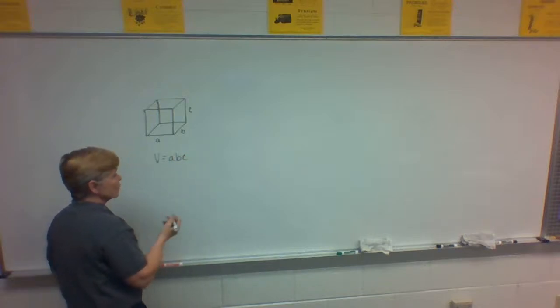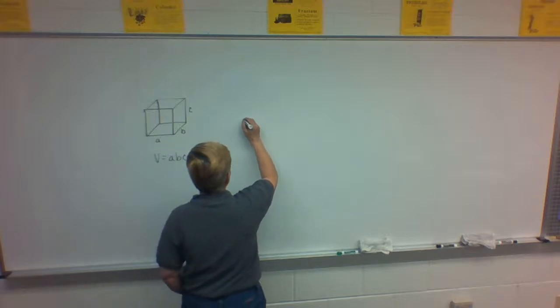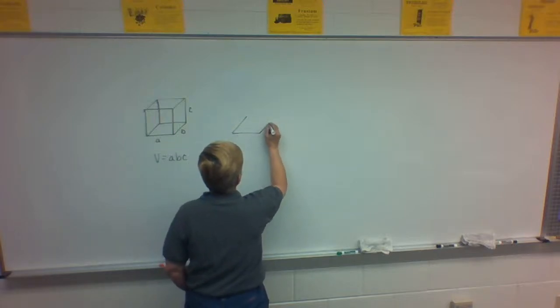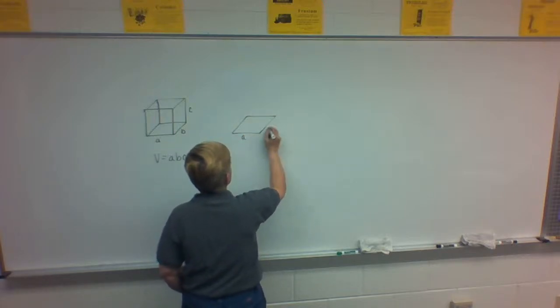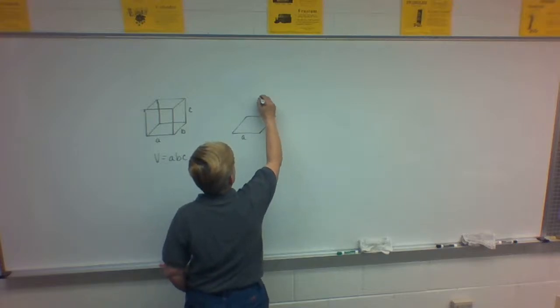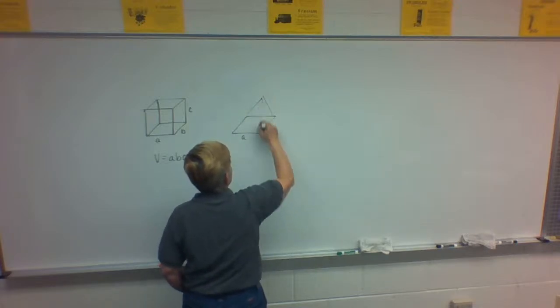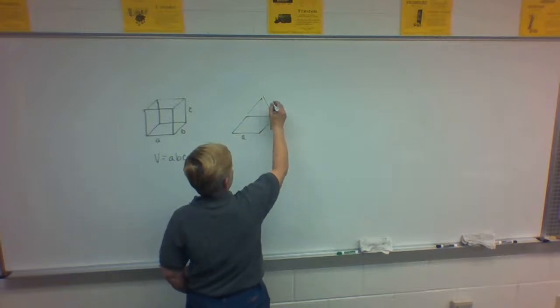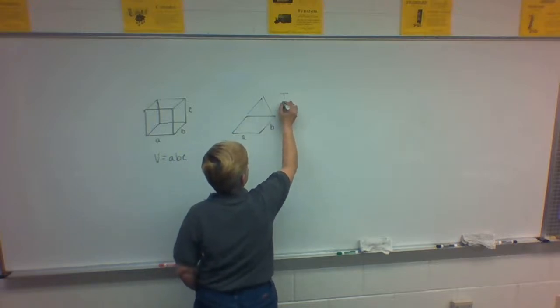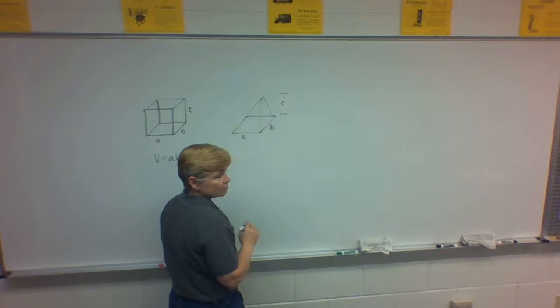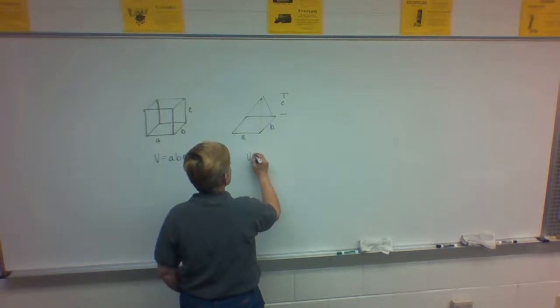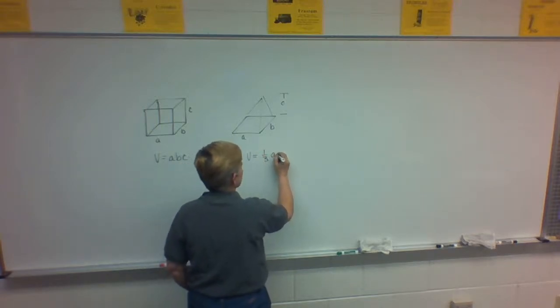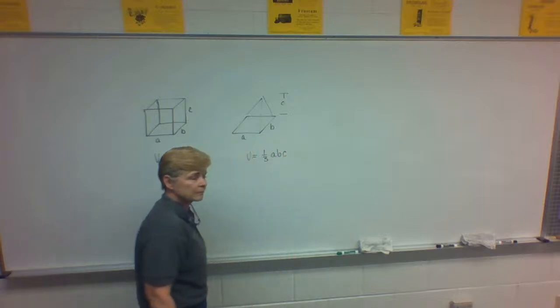Well, if we have a square pyramid, or a pyramid that has the same A and B here, and if I bring that to a point up at the top like this, and this has the same height as C, then the volume of this is going to be 1/3 of A times B times C.